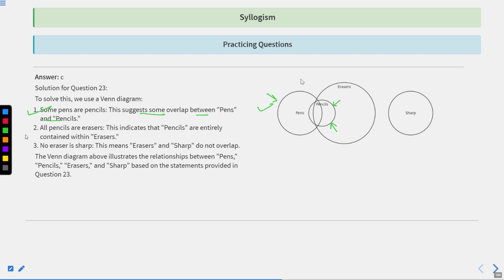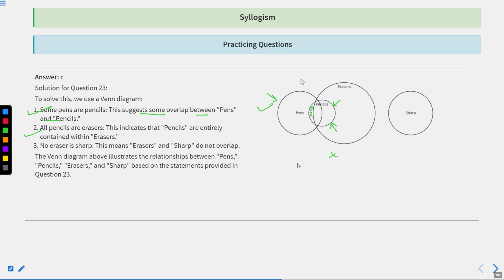Now the second statement says all pencils are erasers. If this would have been the correct Venn diagram, my dear students, you would notice that certain areas of pencils are outside the circle of eraser, which is not true according to the statement.